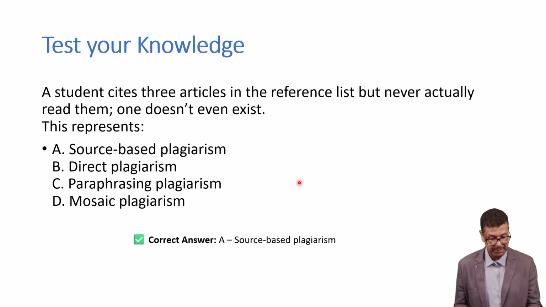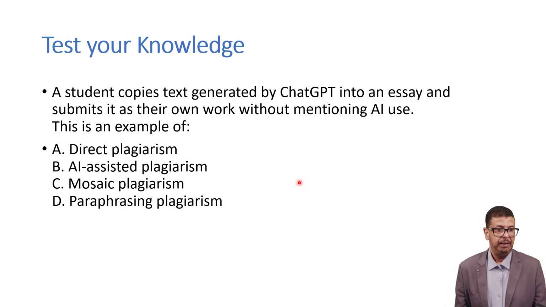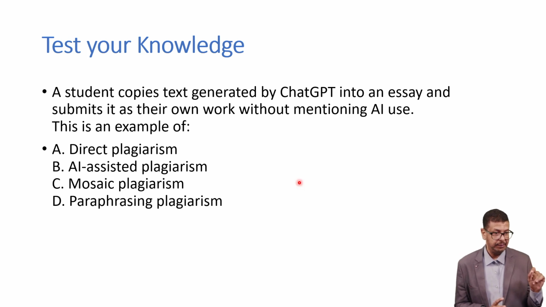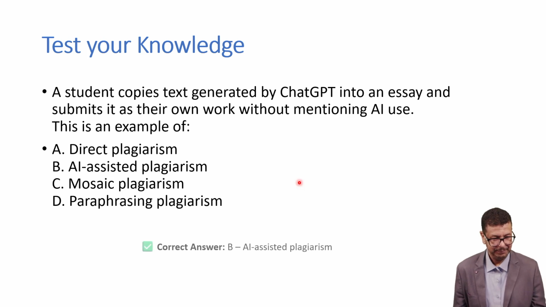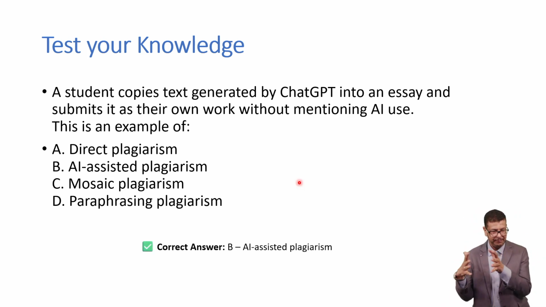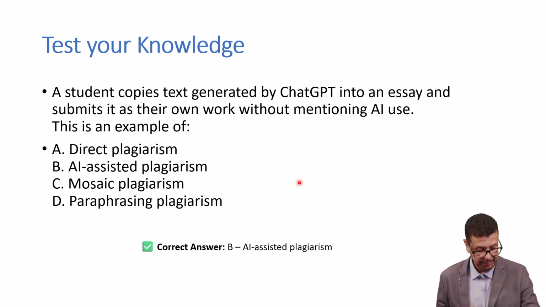Another self-assessment example. A student copies text generated by ChatGPT or another AI tool into an essay and submits it as their own work without mentioning or acknowledging the AI use. This is an example of what? Direct plagiarism, AI-assisted plagiarism, mosaic plagiarism, or paraphrasing plagiarism? I think this is a very easy question. Yes, it's AI plagiarism. And this leads us immediately to how to use AI and how to report AI ethically in academic writing.